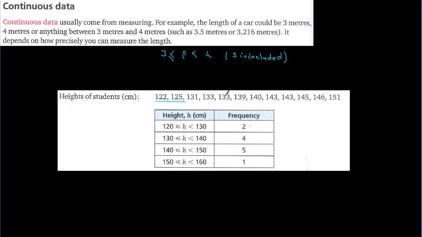131, 133, 134, 139. These are between 130 and 140. So there are 4 here. Yes, they are included here. And this is the 140. 140 in which group? In this group it should be, because it says that 140 is included in this part. So 1, 2, 3, 4, 5, there are 5 points between them. Okay, 5. Height of the students, and only 1 greater than 151 is going to be.